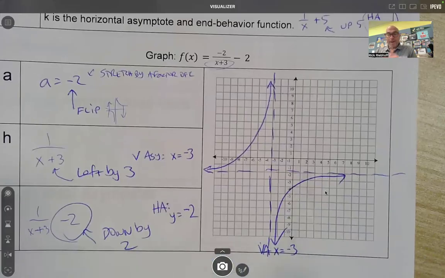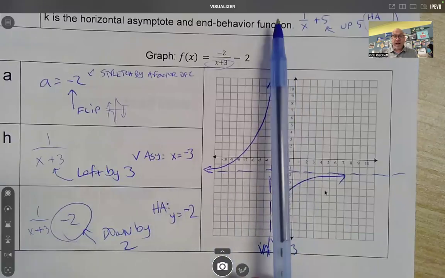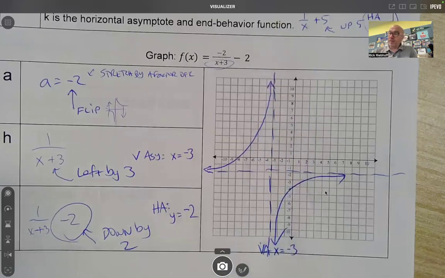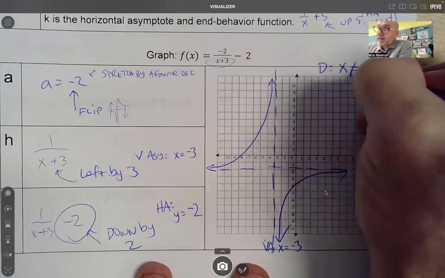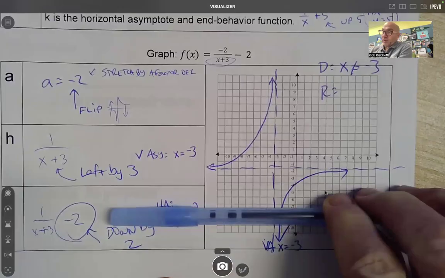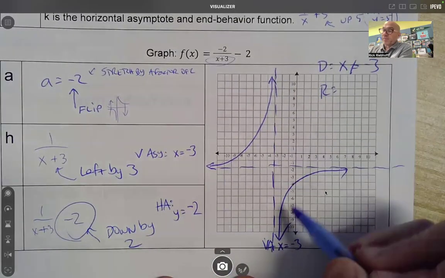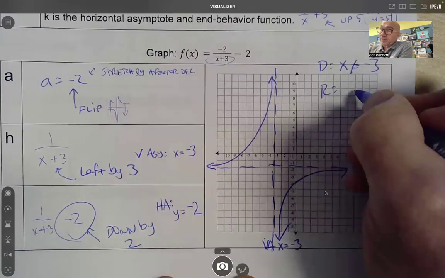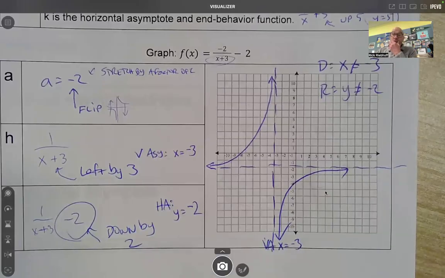Cool, cool. All right. If we talk domain and range, domain is all real except for where this asymptote is, right? So domain, I'm going to write it like this. X cannot be -3. How about range? Range, it goes forever down, it goes forever up. We see that with this and this, but it can't be -2. So y cannot be -2, right? There we go. All right, just throw that out there.